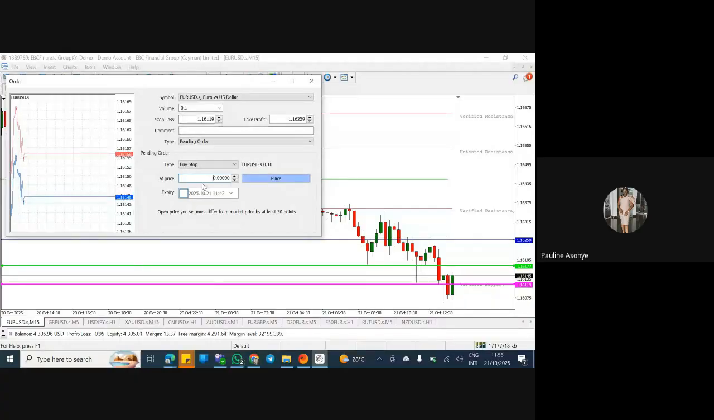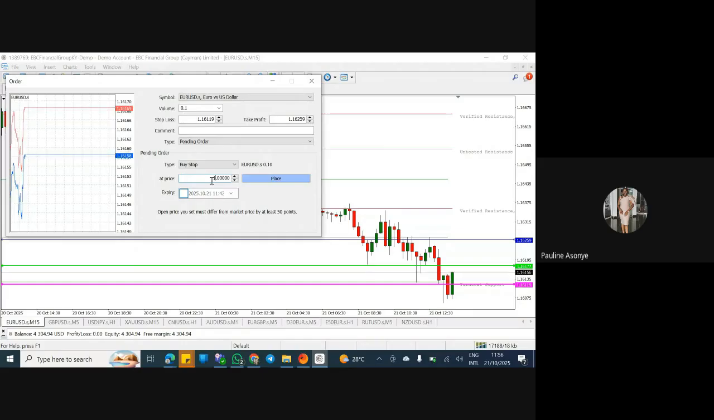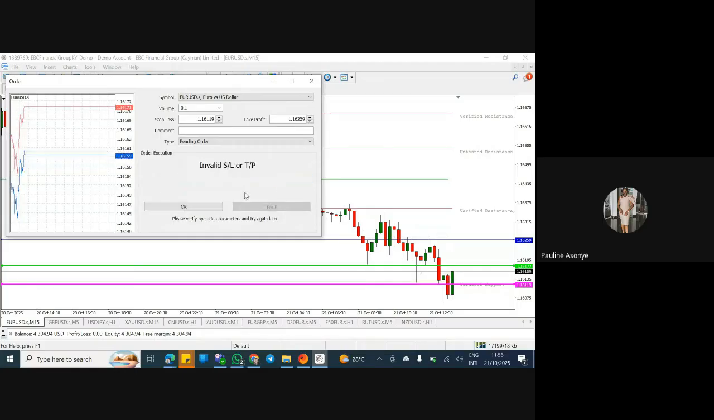Before you take a pending order, make sure that your lot size is the actual thing. So we have 0.1 is what we want to use. So you have to put in your price again because it goes out. 1.16177. So now let me place it. Invalid stop loss or take profit, because you can see the market has moved.